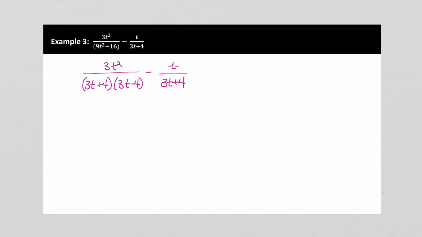So now you see what the common denominator could be, because we've already got 3t plus 4 under the second fraction. We just need a 3t minus 4. And if we multiply the bottom by 3t minus 4, we have to multiply the top by 3t minus 4.